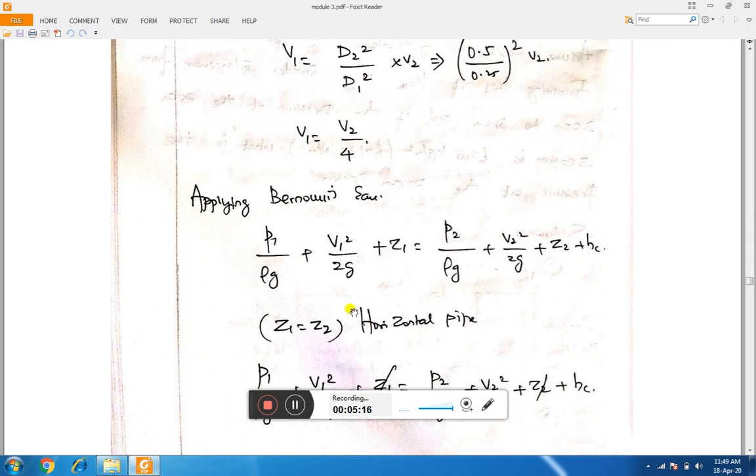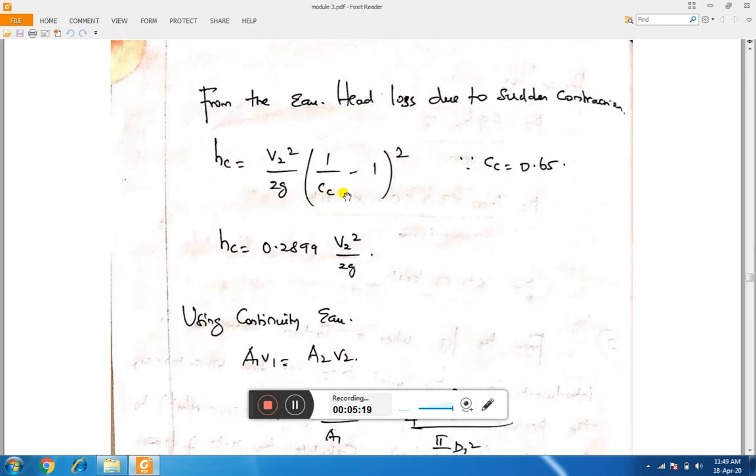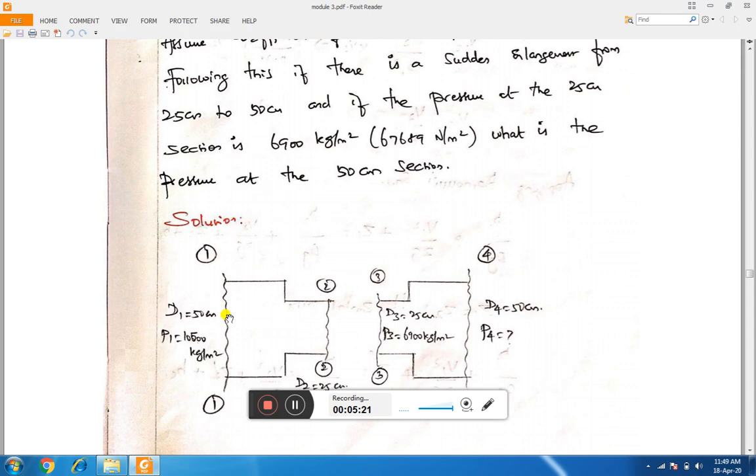Now applying Bernoulli's equation for section 1 and 2, between these two sections, section 1 and section 2.